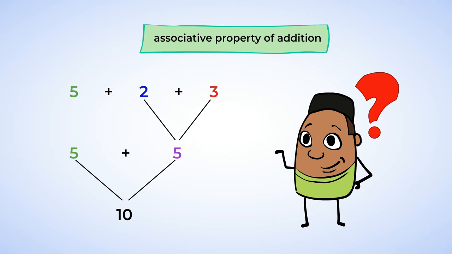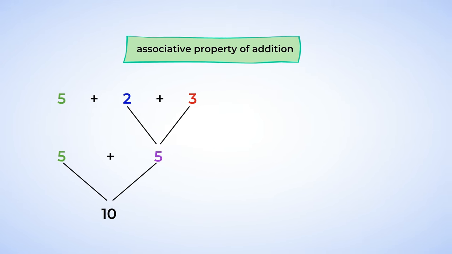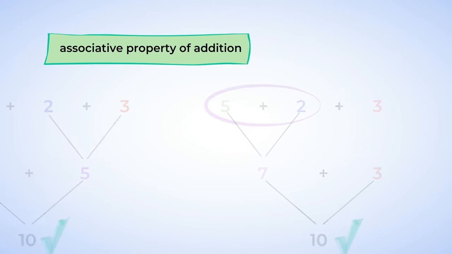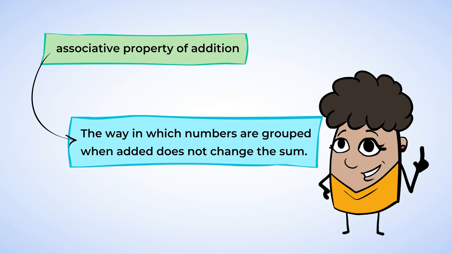How do you group the add-ins? As in the question for Anne's shoes, you grouped 2 plus 3, and then you added 5. It's completely fine to add 2 to 5 first and then to add 3. Just be careful and make sure that you add all the numbers. Regardless of how you add them up, the answer will always be the same. The choice is yours. The associative property is there to help. It states, the way in which numbers are grouped when added does not change the sum.